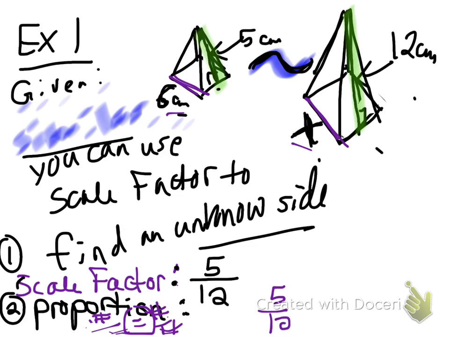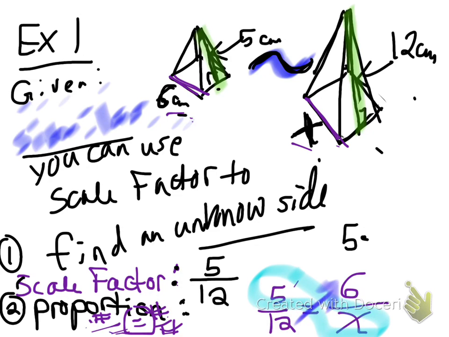So we can say 5 over 12 equals, remember we started with our small side, so we need to start with our small side here, 6 over our corresponding part, x. Now with a proportion, you can cross multiply. So 6 and 12, 5 and x. So we will set up 5 times x equals 12 times 6. Don't multiply in your head, write it out. Don't ever just do it in your head, write it out first, then you can do the multiplication.